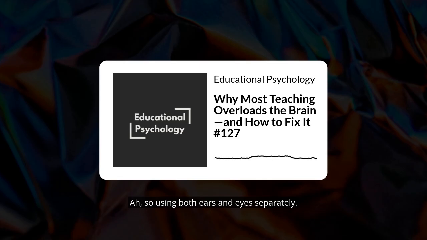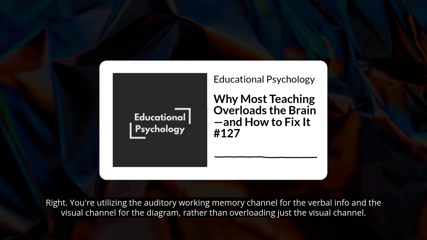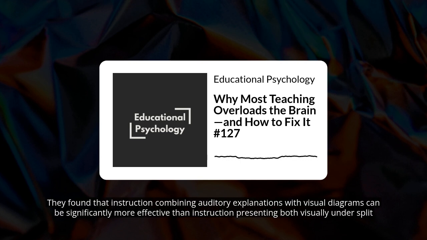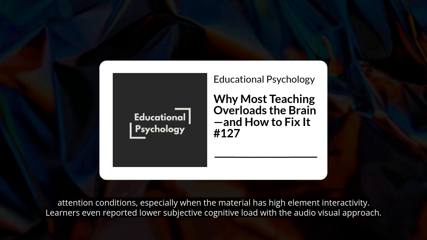Ah, so using both ears and eyes separately. Right. You're utilizing the auditory working memory channel for the verbal info and the visual channel for the diagram, rather than overloading just the visual channel. Research by Mousavi, Low, and Sweller in geometry and others in electrical engineering have provided support for this. What did they find? They found that instruction combining auditory explanations with visual diagrams can be significantly more effective than instruction presenting both visually under split attention conditions, especially when the material has high element interactivity. Learners even reported lower subjective cognitive load with the audio-visual approach.